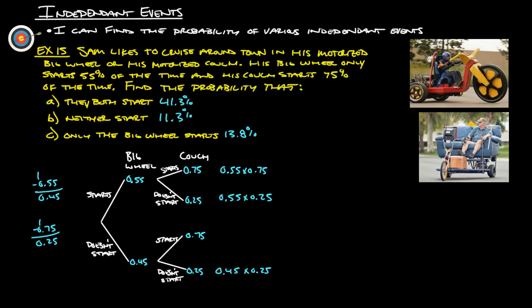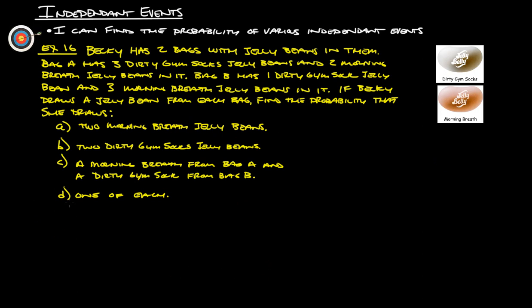All right, let's take a look at our last example here. Example 16, Becky has 2 bags with jelly beans. Bag A has 3 Dirty Gym Socks jelly beans and 2 Morning Breath jelly beans in it. Bag B has 1 Dirty Gym Sock jelly bean in it and 3 Morning Breath jelly beans in it. Becky draws a jelly bean from each bag. Find the probability that she draws all these different lovely things.